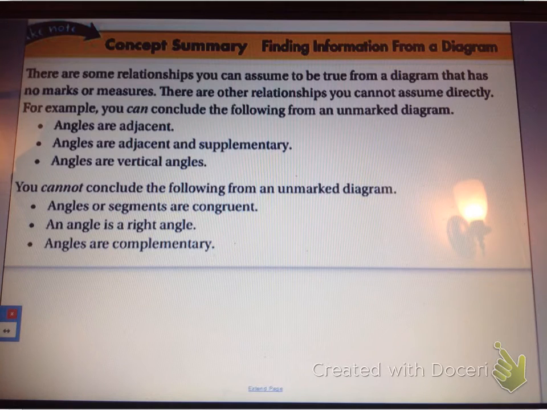Okay, the next part in this lesson is determining what you can assume and what you cannot assume from an unmarked diagram. You can assume that angles are adjacent, you can assume that angles are adjacent and supplementary, and you can assume that if angles look vertical, they are. What you cannot assume is that angles or segments are congruent. You can't assume an angle is a right angle, and you cannot assume angles are complementary.